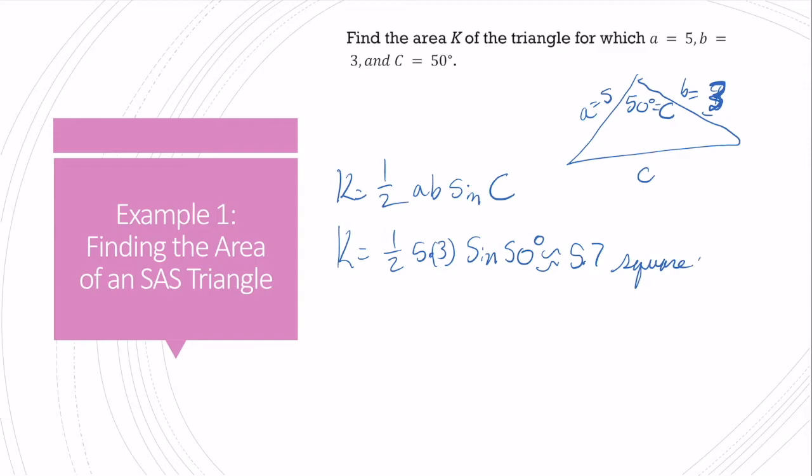And I don't know how big these triangles were. Like, was it 5 miles, 5 inches? So we're just going to say square units. So that's how we find the area of a side angle side triangle.